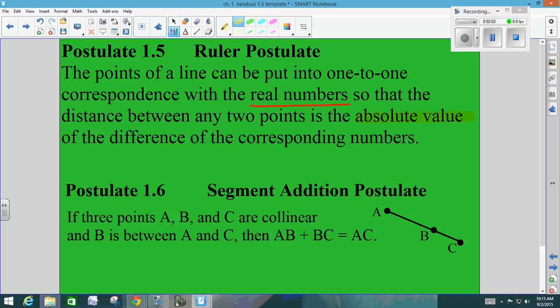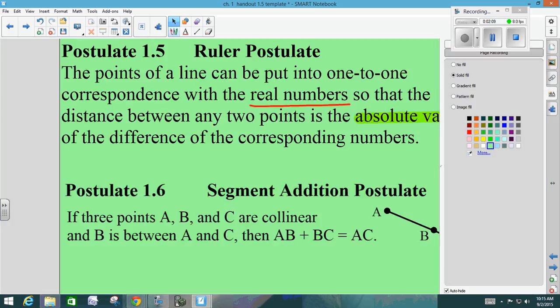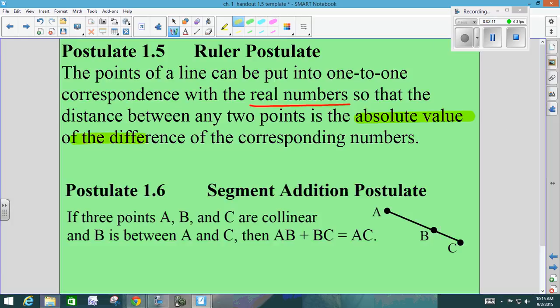Oh, I can't see that. Got an idea. Okay, so if I want to find the distance, I don't know, let's go from D to K.